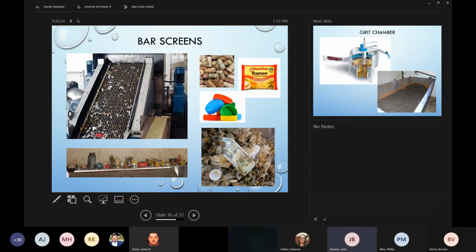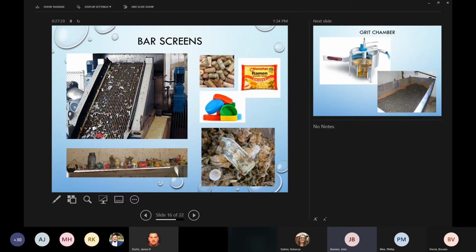So starting out with our bar screens. Our screening is very important at the beginning of the plant to help remove a lot of that large debris and a lot of that large trash. Many of the channels and canals at the plant are open, and so unfortunately, we do get a lot of blowable trash that may come into the plant and get caught in the screens.